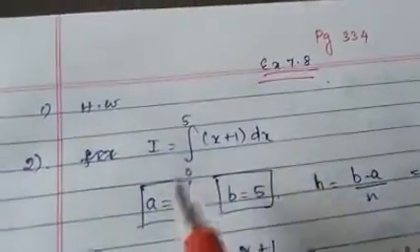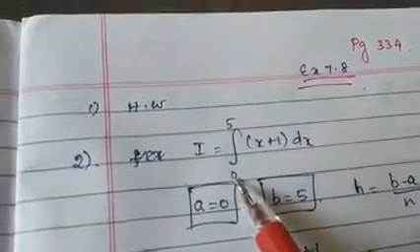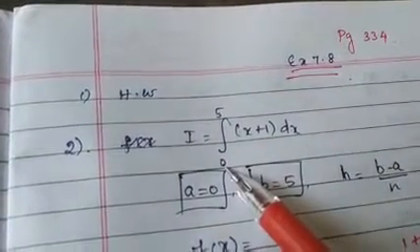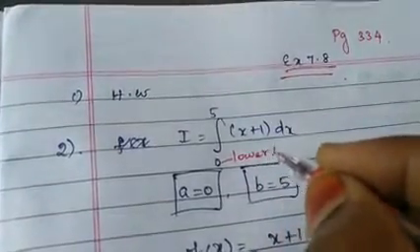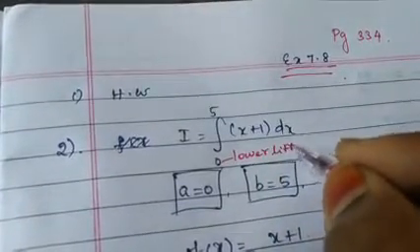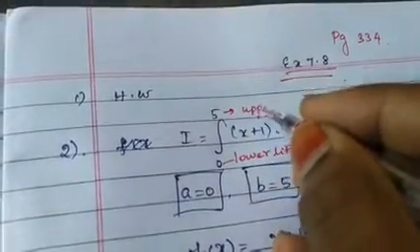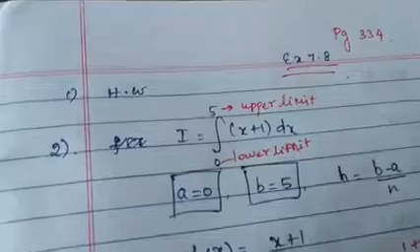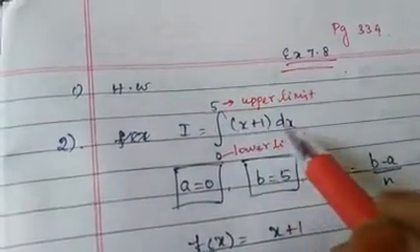I equal to, that is, whenever you are writing an integral, you need to write I. This is 0, that is nothing but the lower limit. This is called the lower limit, and this is the upper limit. Always, whenever a limit is given, that is nothing but a definite integral. And this is the function x plus 1 into dx.